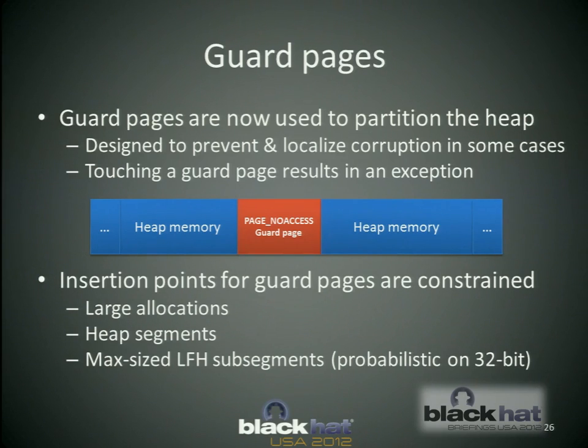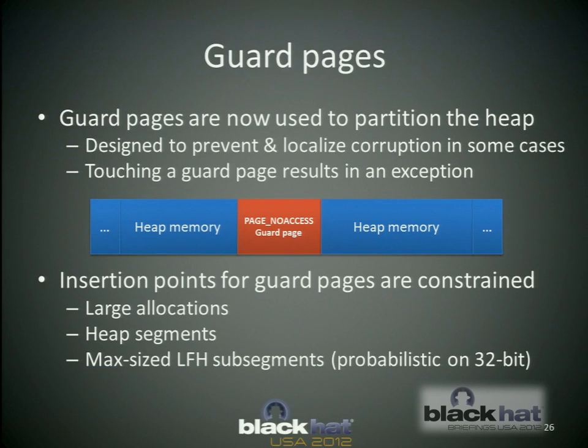So the places that we will insert these guard pages is limited to a few places. We can't just enable them after every allocation because that would not be feasible from a performance perspective. So what we do instead is we take a broader approach where when you do large allocations from the heap, we'll make sure that those have a guard page. When new heap segments are allocated, these are big chunks of memory that the heap uses to slice and dice, we'll make sure that heap segments have guard pages around them.